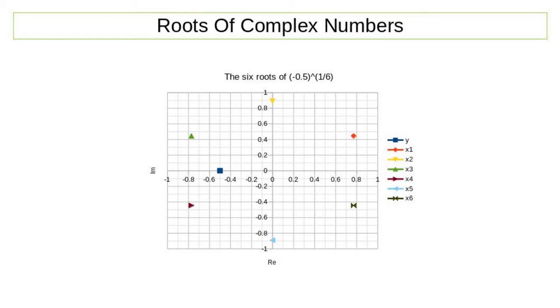The first root, then, will have an argument of 30 degrees, which is the one you see in red in this figure. And to calculate the arguments of the remaining roots we will add 60 degrees 5 times to the argument.